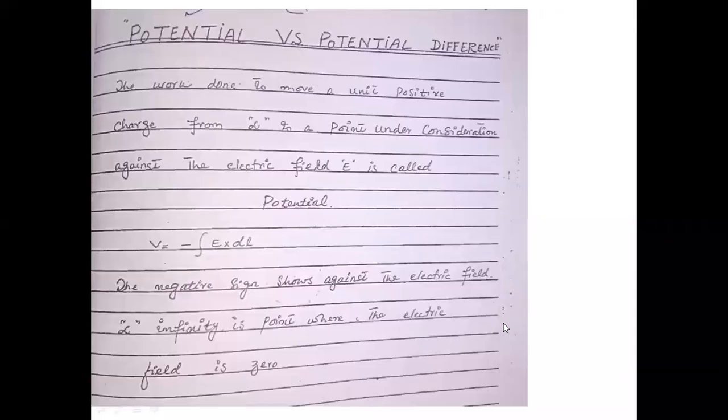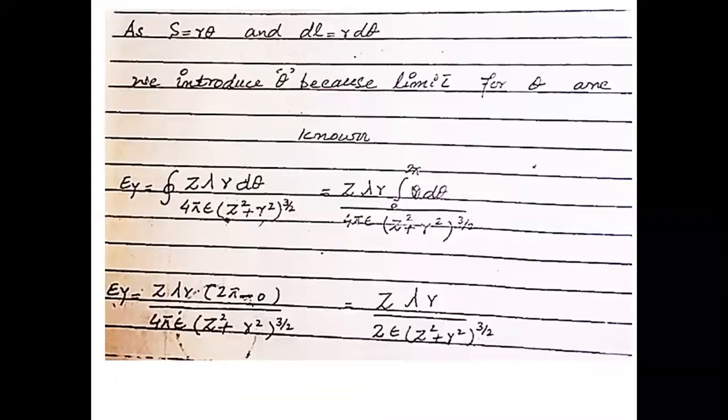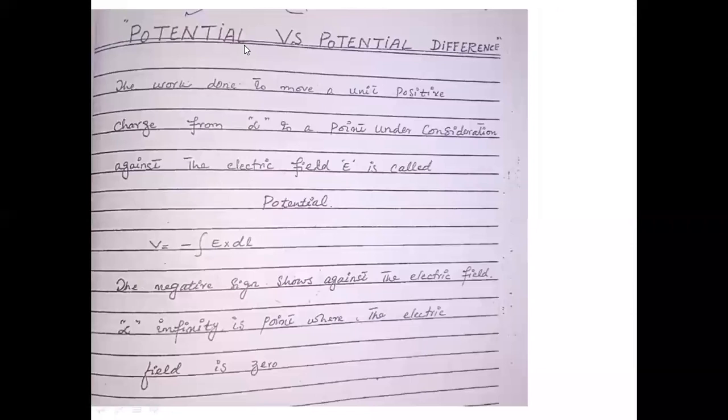Okay, so that was all about the electric field intensity due to the line charges, followed by the electric field intensity due to the ring charges. So if you have any question, you can ask. Otherwise, I will switch to electric potential and potential difference. Okay, no question.